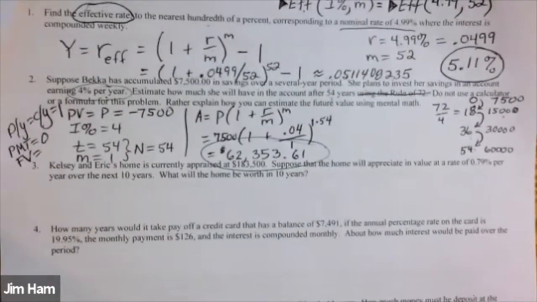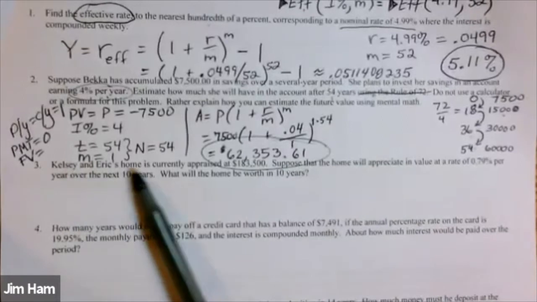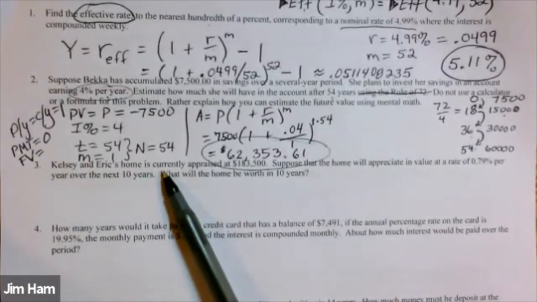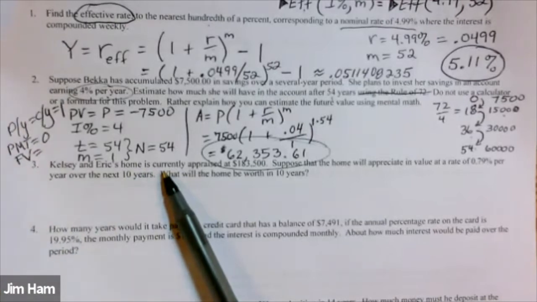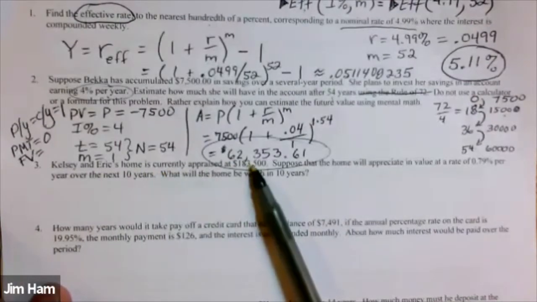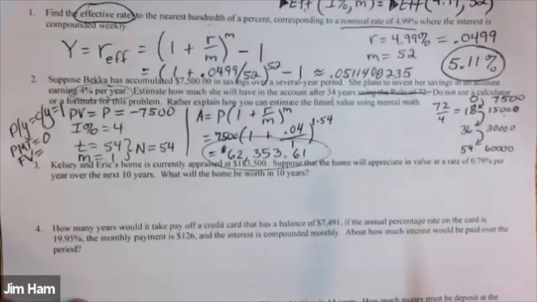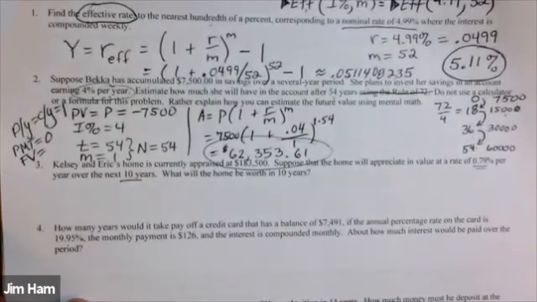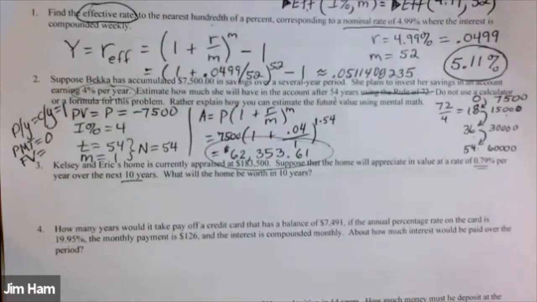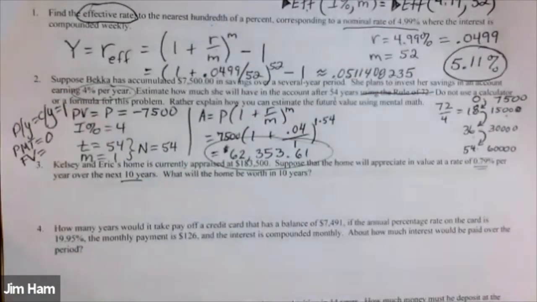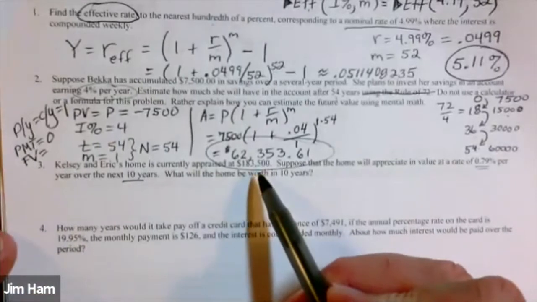They're all slightly different. Okay, now we have Kelsey and Eric's home. So we do have a couple of contexts that involve home purchases, mortgages, refinancing, all those other things. It's currently appraised at $183,500, and suppose that it'll appreciate in value at a rate of this amount per year over the next 10 years. What will the home be worth in 10 years? So this problem is almost identical to the previous one. And we just don't know what the value is.